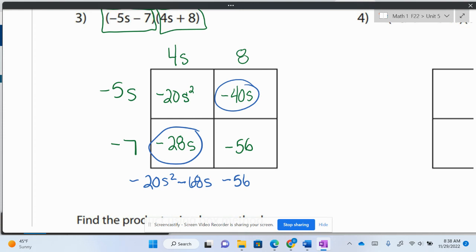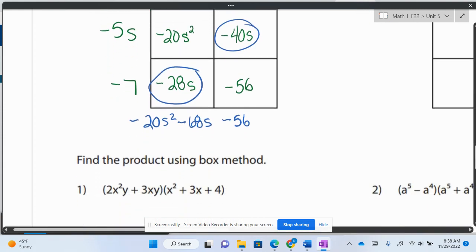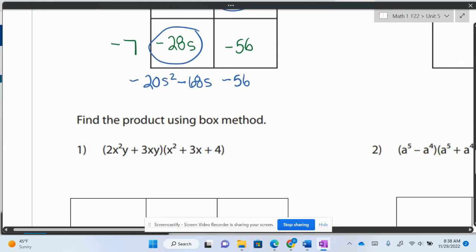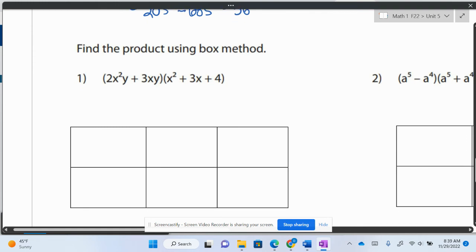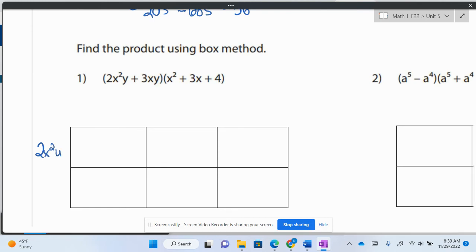Can I go to the next one below it? So here I think we have a trinomial times a binomial. So the binomial is the first term. That's why my vertical is only 2 boxes high: 2x squared y and 3xy. And to that, I'm multiplying across the top x squared, a positive 3x, and a 4.